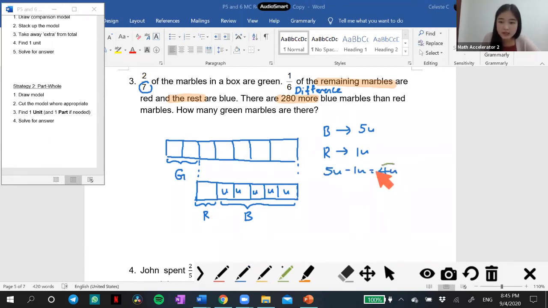Right, so now you need to relate these 4 units to the 280 here. 4 units equals to 280. Can I find 1 unit? Yes, divide by 4. What do you have? 70. Okay, they're asking me for green marbles. Green marbles is in the first layer. So we have to get to the first layer, right? Right now, we're only here. How much do you have here? Total? 6 units.